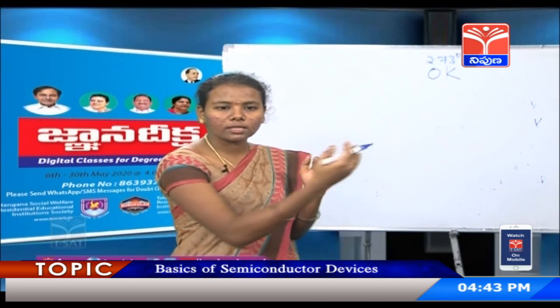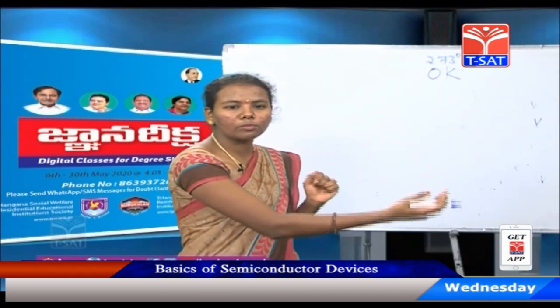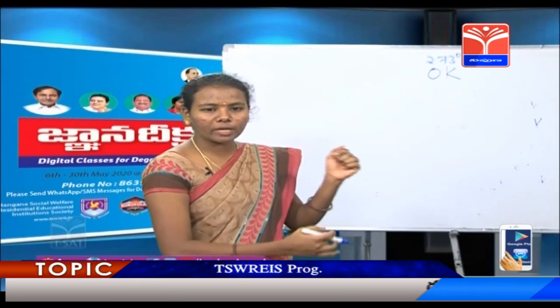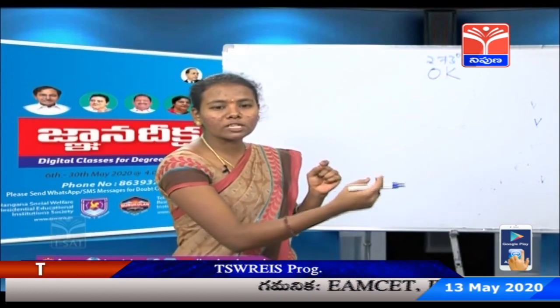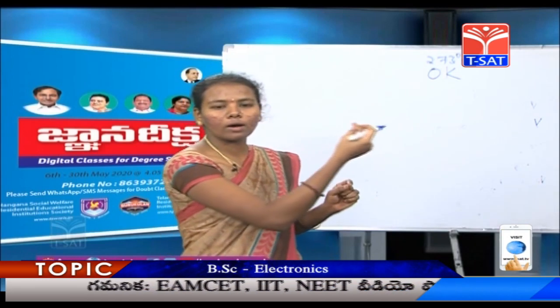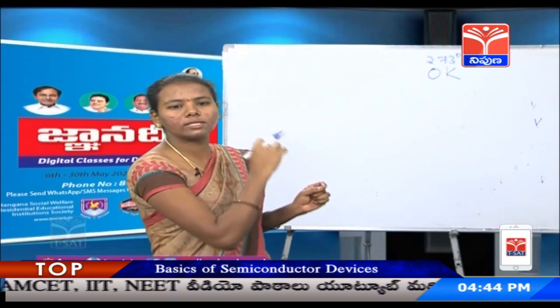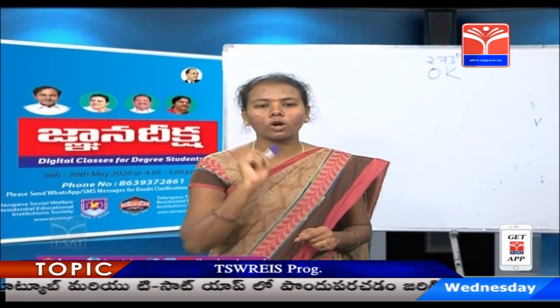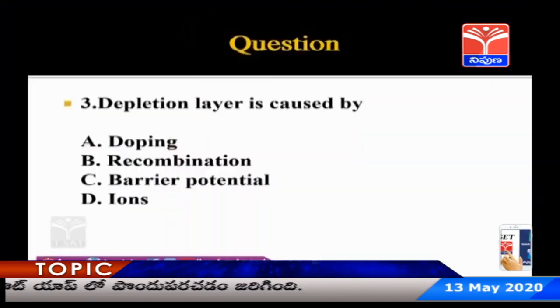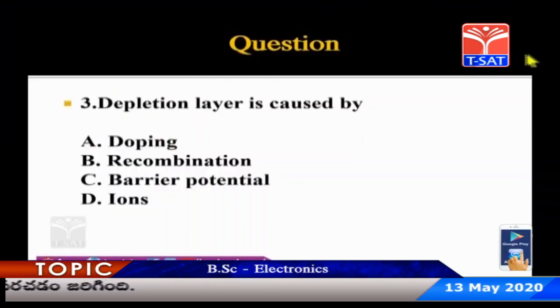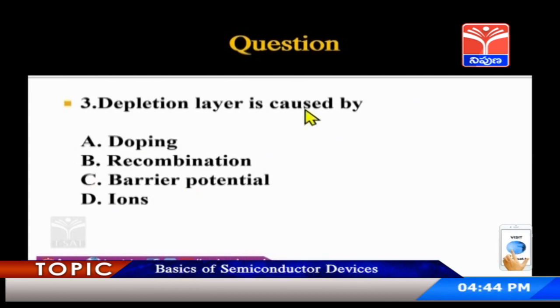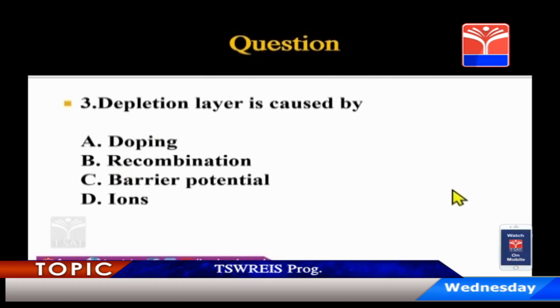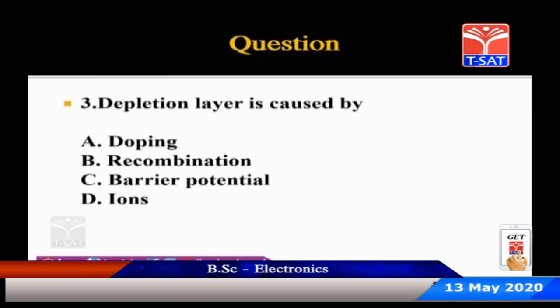Because the electrons from the N type are diffusing to the P type. So that means electrons from there are recombining with the holes in the P type. So depletion region is because of recombination. So that is B. So the answer is B. The depletion region is caused by recombination of electrons in N type with the holes in the P type.